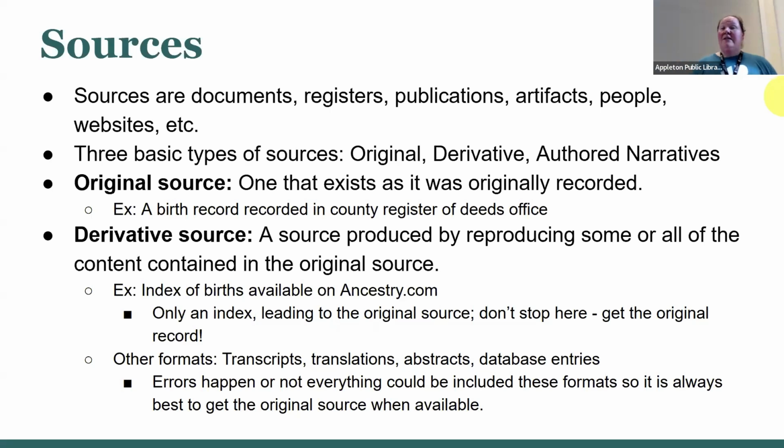Some other sources that are derivative sources would be things like a transcript or a translation. Like if the original record's in German, and you need it translated because you don't speak German, that's a derivative source because there could have been a mistake in the translation, depending on how you got it translated. There's an abstract, so that's kind of taking pieces and writing a summary of it, essentially. Or there's database entries. So, maybe as somebody's typing that database, they mistyped something as they created it. So errors can happen. Not everything could be included in these different derivative sources. So it's always best to get that original source whenever possible.